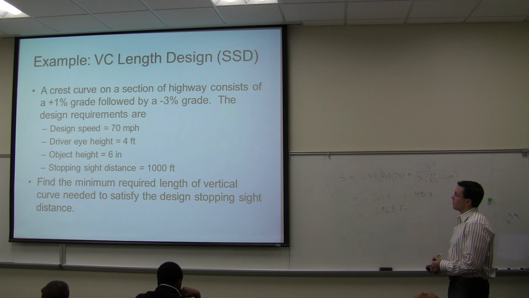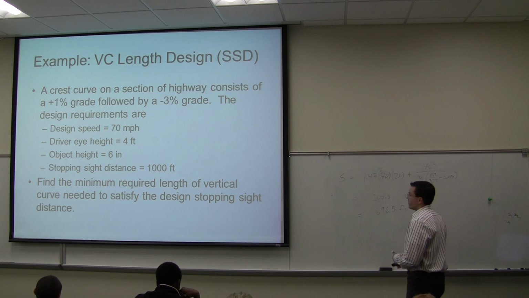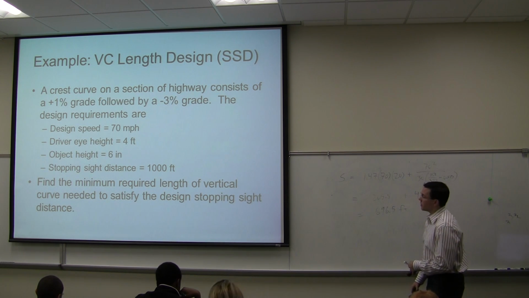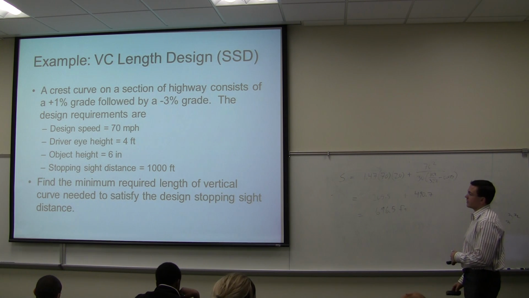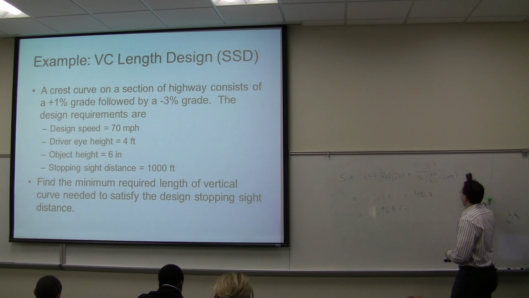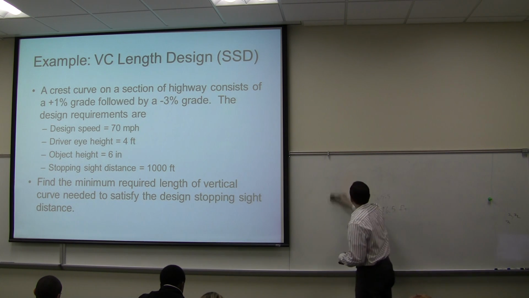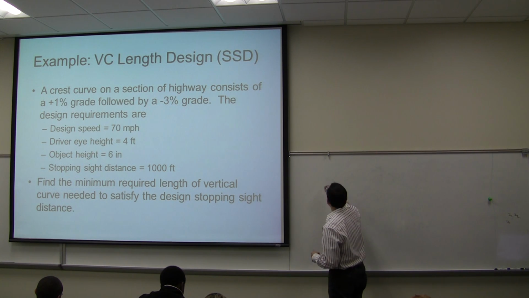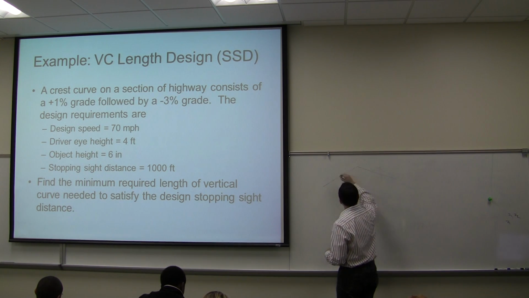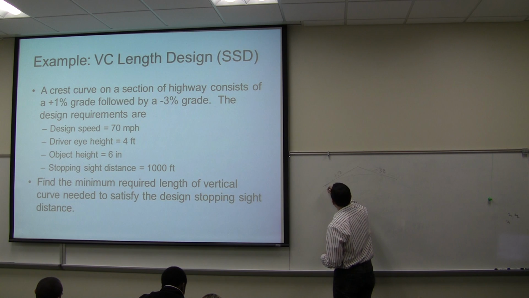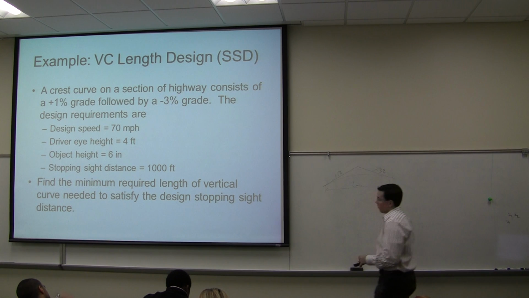So we have a crest curve on a section of highway that consists of a 1% grade followed by a -3% grade with these design requirements. Find the minimum required length of vertical curve needed to satisfy the design stopping sight distance. So we had +1, obviously not to scale. We've got a curve and we're trying to find what's the minimum value of L that we can have in this situation.